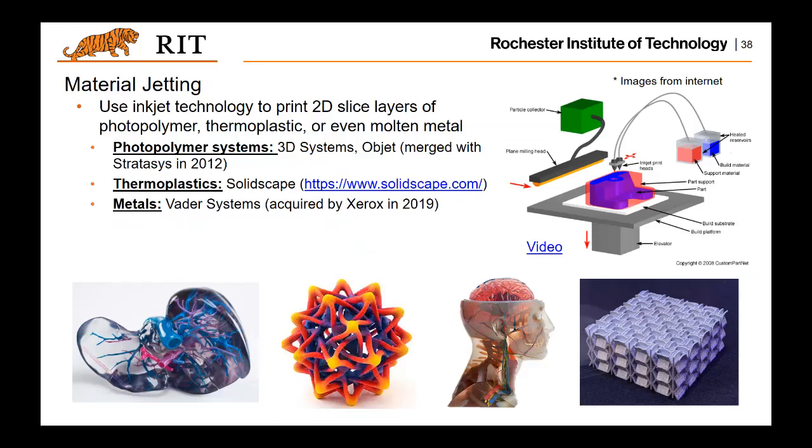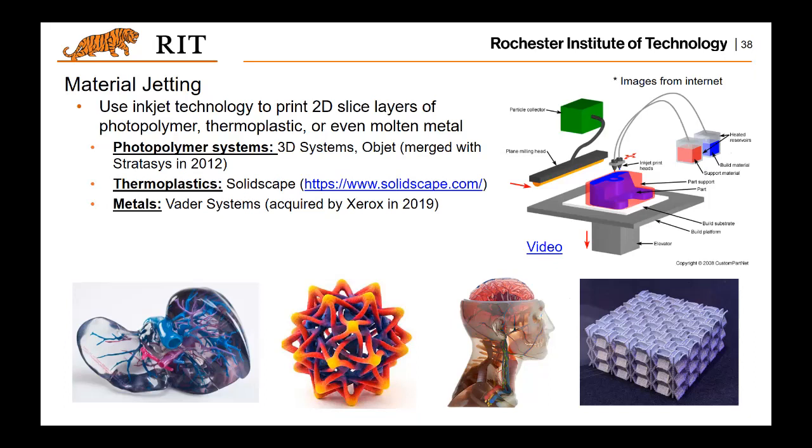So another process is material jetting. This material jetting is quite similar to what we have for the inkjet machine for printing documents. The ink will be deposited onto the platform for one layer, and then the platform will move down, will be lower, and another layer will be printed onto the previous layer, and this process will be repeated again and again until the whole part is built.